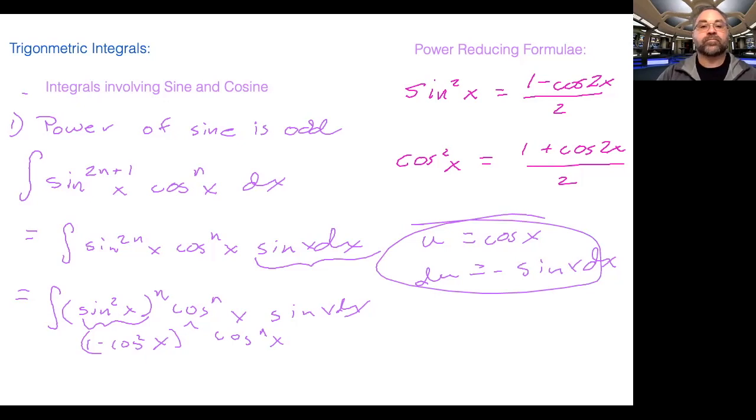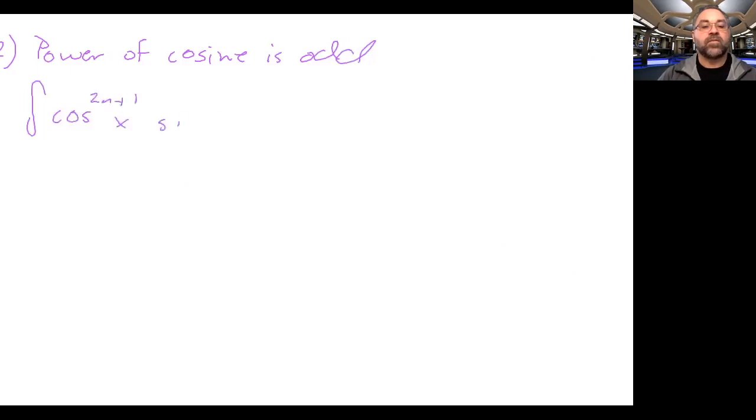So that's option number one. Option number two, well, you might have guessed it already. The power of cosine is odd. So now we have the integral of cosine to the 2n plus 1 power of x sine to the nth power of x dx. And so now you save a factor of cosine.